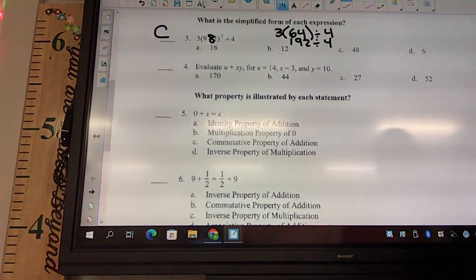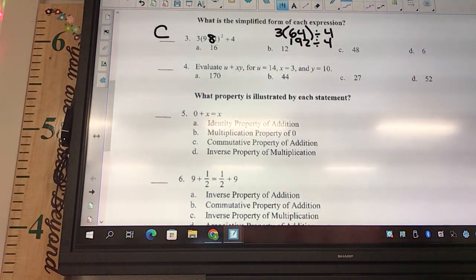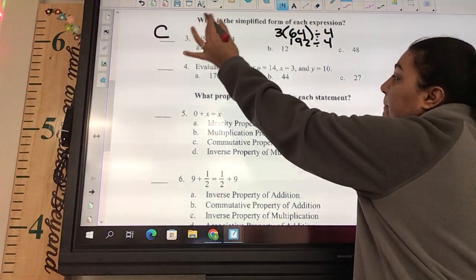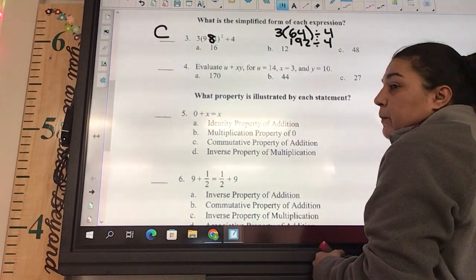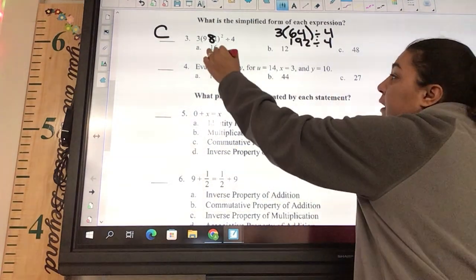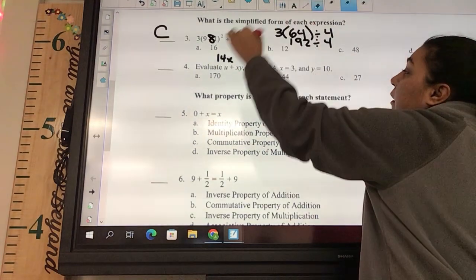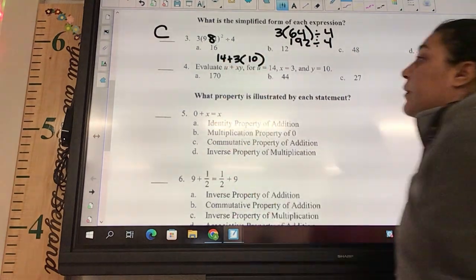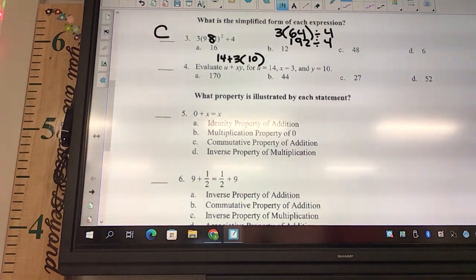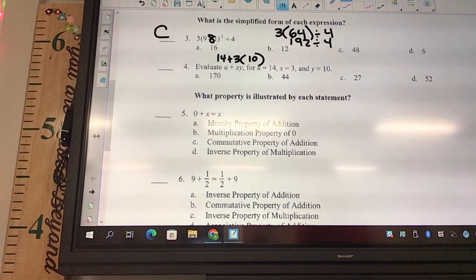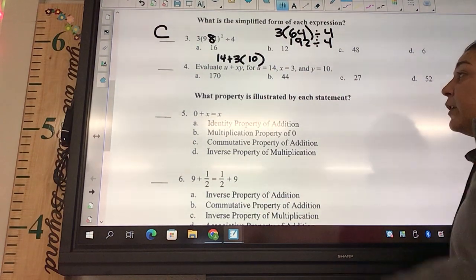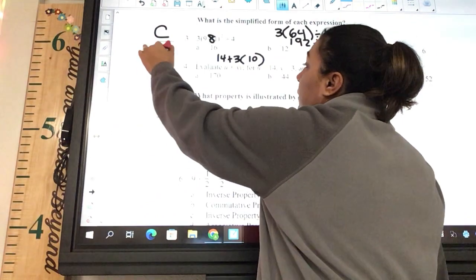Okay. Evaluate u plus x times y. Okay. So what is u? What is u? 14 plus x. What's x? 3. And then the y is 10. Okay, then what do you need to do? Multiply 3 and 10, which is 30 plus 14. 44. Which answer choice is that? B.